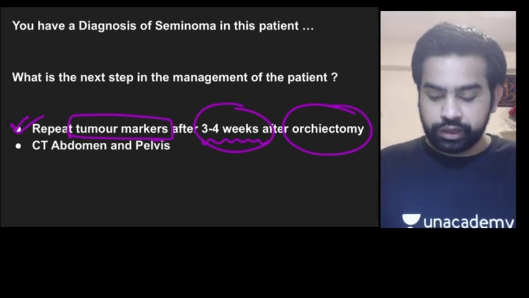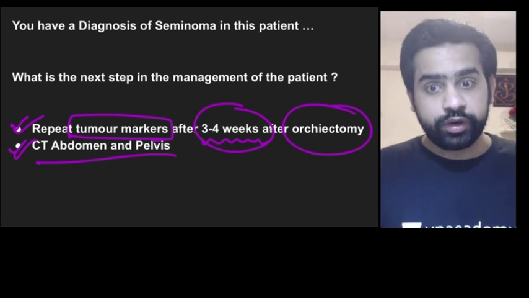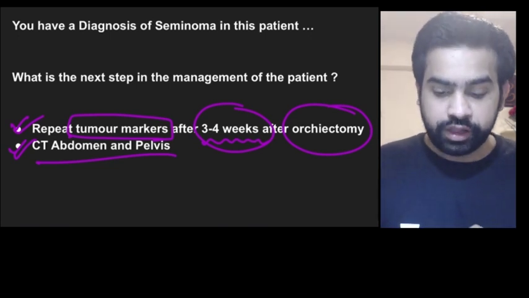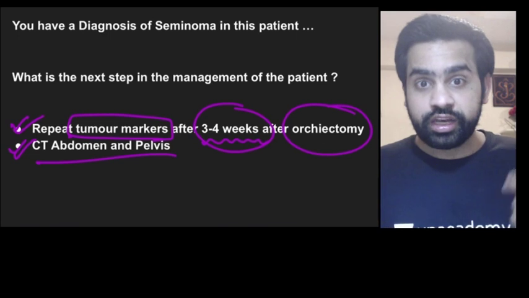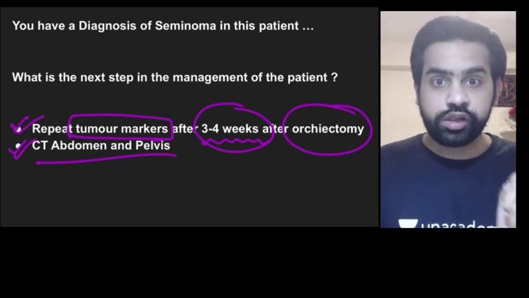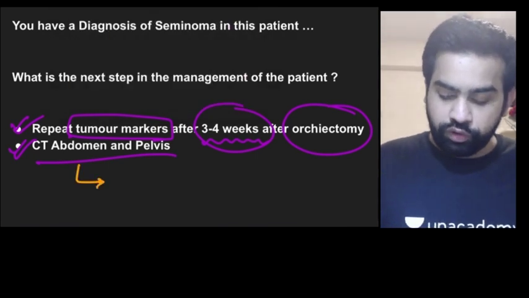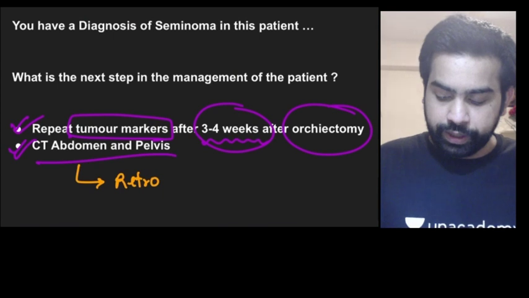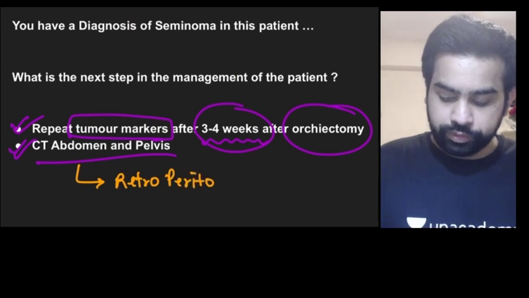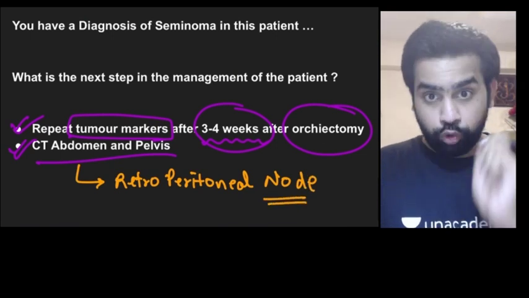Now, at the same time, you will also perform a CT abdomen and pelvis. What is the rationale of performing a CT abdomen and pelvis in this? Please note, I'm not saying a CT chest. You will not perform a CT chest. You will just perform a CT abdomen and pelvis. What is the rationale? We do this to look for the retroperitoneal nodes. I hope you get this particular point.